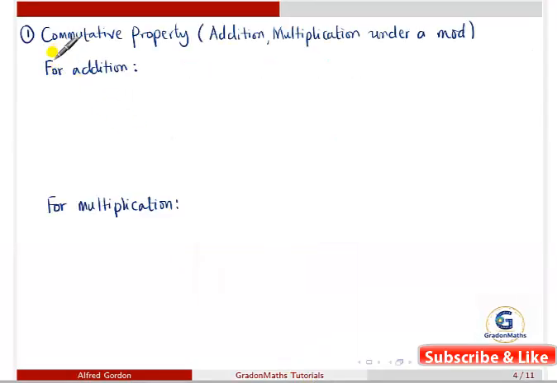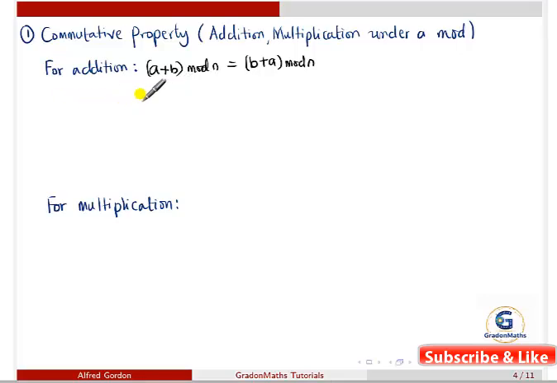Now, one of the properties of modulo arithmetic we shall discuss in this lesson is the commutative property on addition and multiplication under a mod. That is, for addition, we can say that if we have (a + b) mod n, it is equal to (b + a) mod n. Okay, so this is the commutative property for addition.